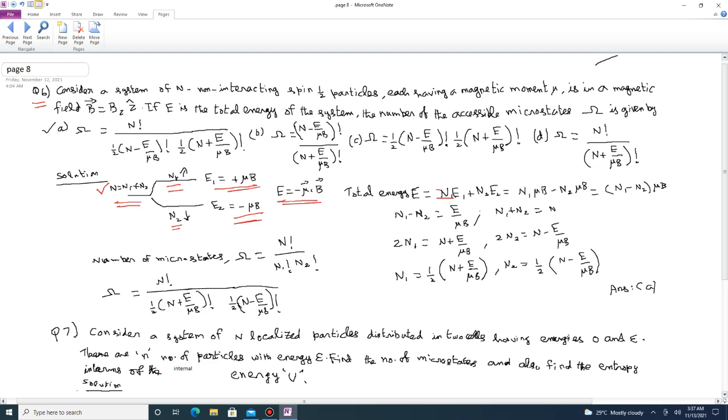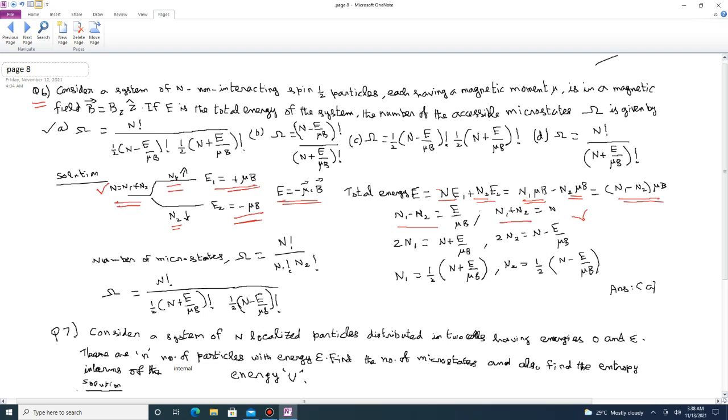So N1 times E1 plus N2 times E2, that is the total energy. E1 is equal to mu B, so N1 times mu B, E2 is minus mu B, so minus N2 times mu B. So that is the total energy. Taking mu B as a constant term, we get N1 minus N2 into mu B.